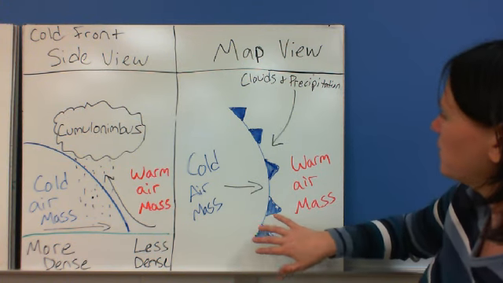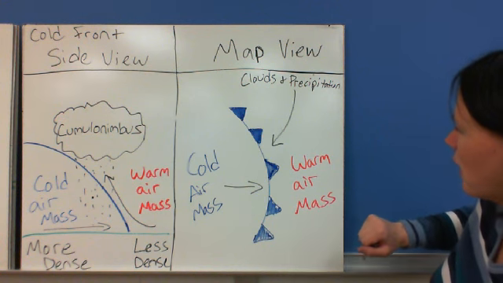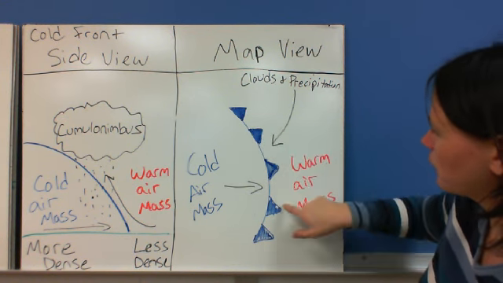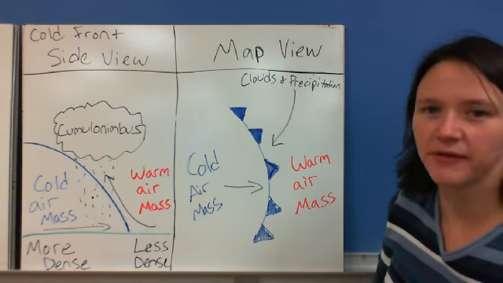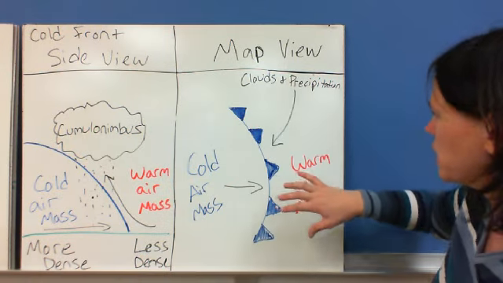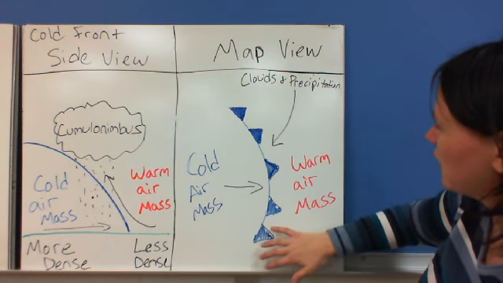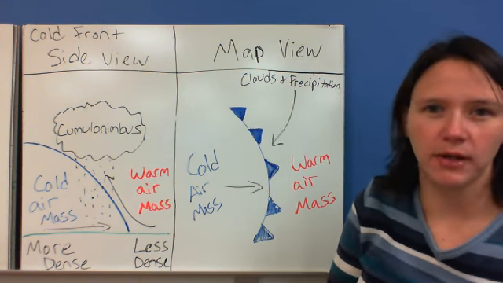Okay, this is a map view again. You've got the cold air mass coming across, pushing the warm air out of the way. And again, the symbols are on the right side of this diagram, so that means it's moving to the right side of our screen here. And you're going to see the clouds and precipitation on this side of it. This is what your cold fronts would look like.